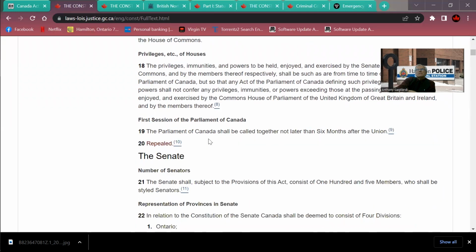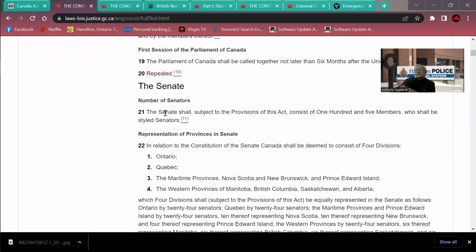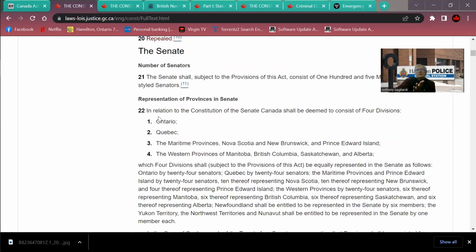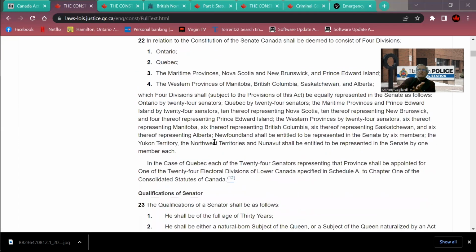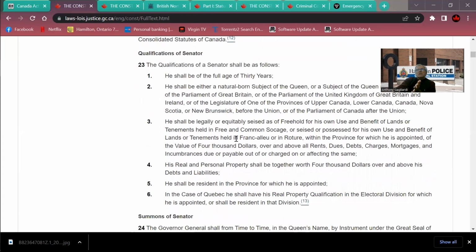And so I'm just going to keep scrolling down. Section 21 defines basically the Senate. And then Section 22, it talks about representation of the Senate within different provinces of Canada. And then qualifications for a senator.